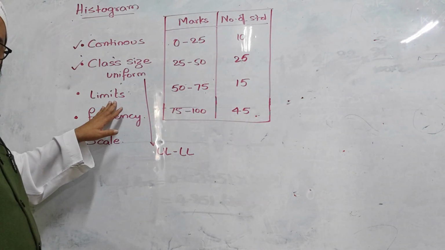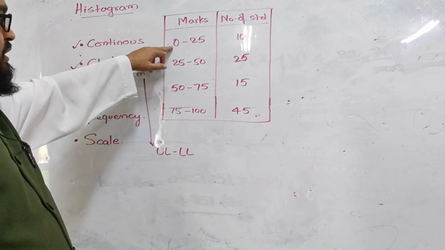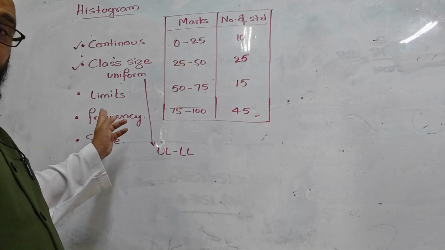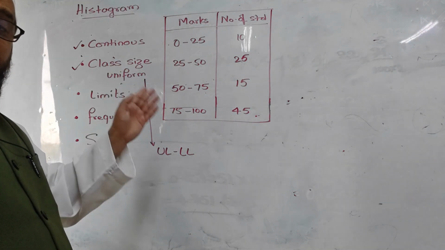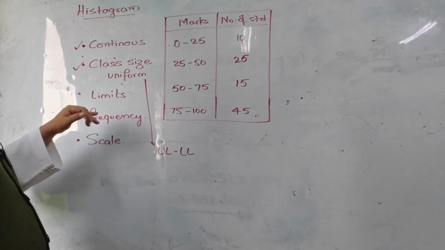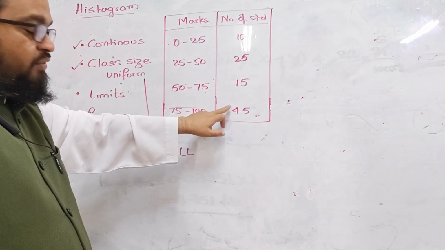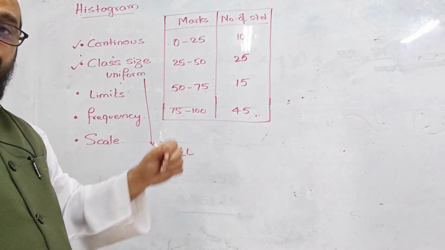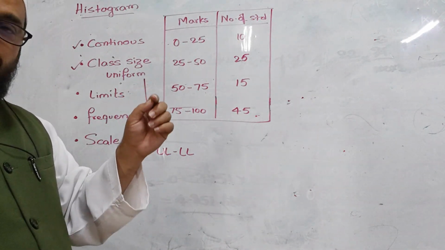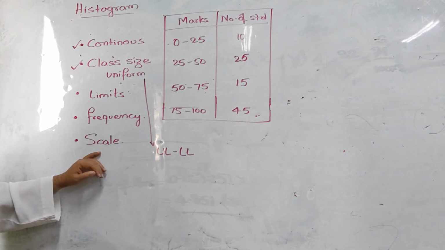And after that, limits. So lower limits and upper limits. So 0, 25, 50, 75, 100. Okay, these limits you have to check for taking units on the x-axis. And frequency. What is the lowest frequency? 10. And what is the highest? 45. So this also you have to check to take units on the y-axis. Okay, so the scale you have to write.